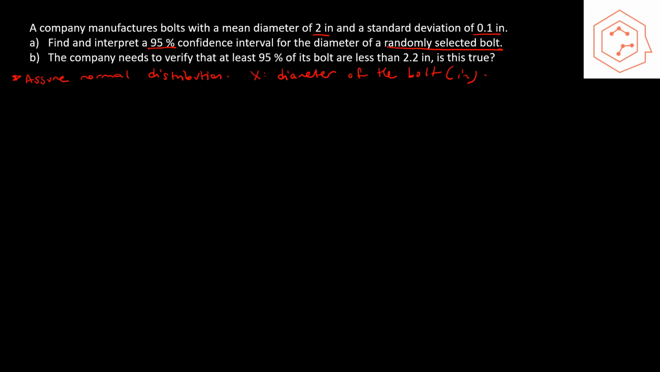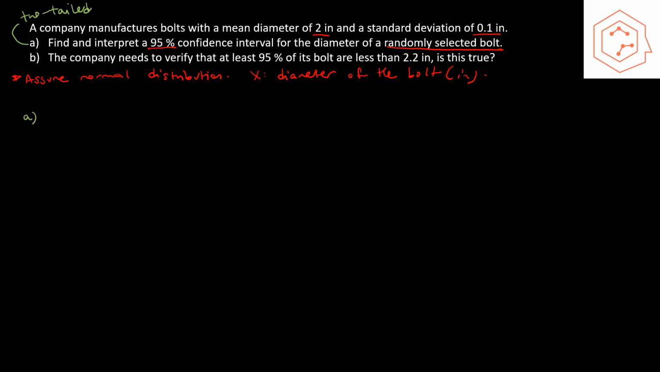So in part A, we want to find a 95% confidence interval. In other words, we want to find some range of values where we're 95% confident, or where it's 95% likely, that a randomly selected bolt will have a diameter within this range. And the question doesn't specify an upper bound or a lower bound where we care that our interval is below a certain value or above a certain value. And so by default, we'll use a two-tailed interval.